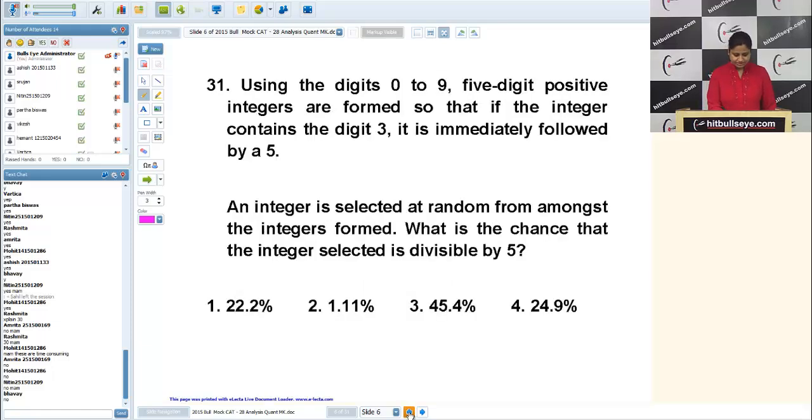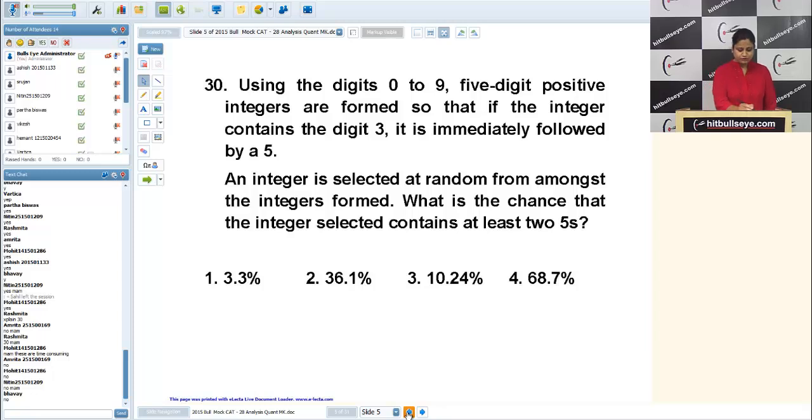Yes. Okay, now coming back to 30th question. It was using the digits 0 to 9, 5-digit positive integers are formed so that if the integer contains the digit 3, it is immediately followed by a 5. That was the old data. Now coming to the fresh question. An integer is selected at random from amongst the integers formed. What is the probability that the integer selected contains at least 2 5s?